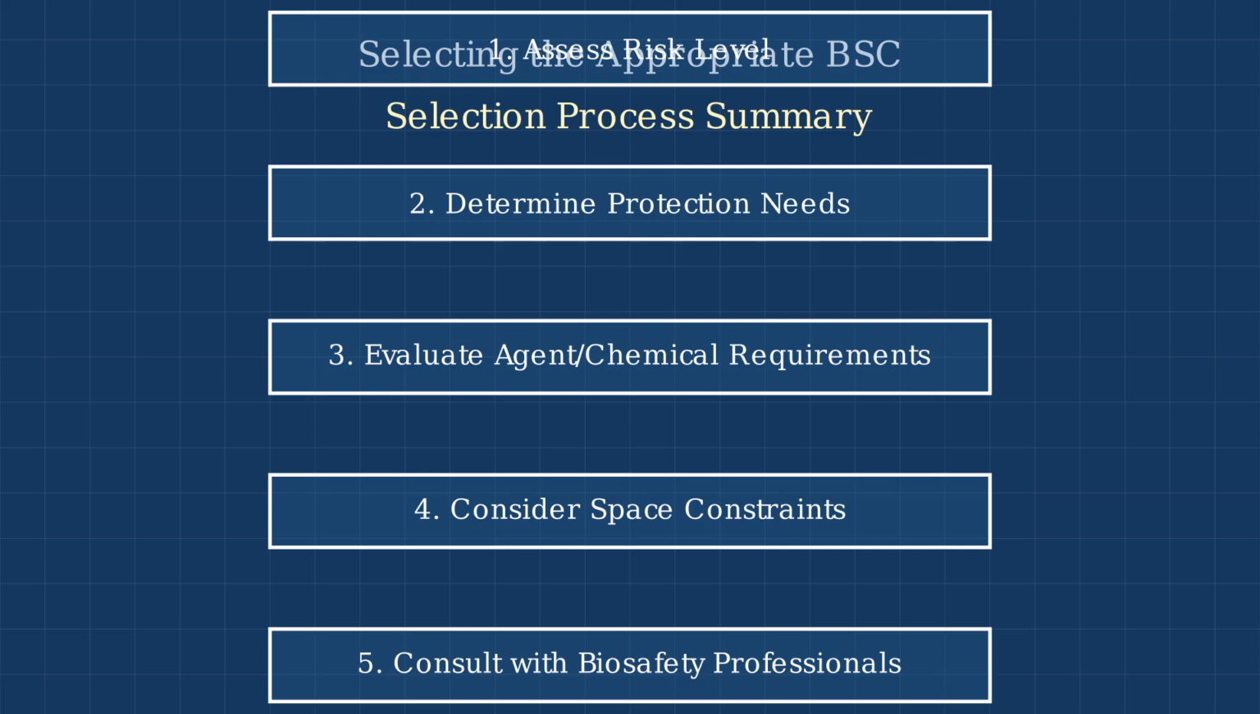To summarize the BSC selection process, follow these 5 key steps. Assess risk level, determine protection needs, evaluate agent and chemical requirements, consider space constraints, and consult with biosafety professionals.